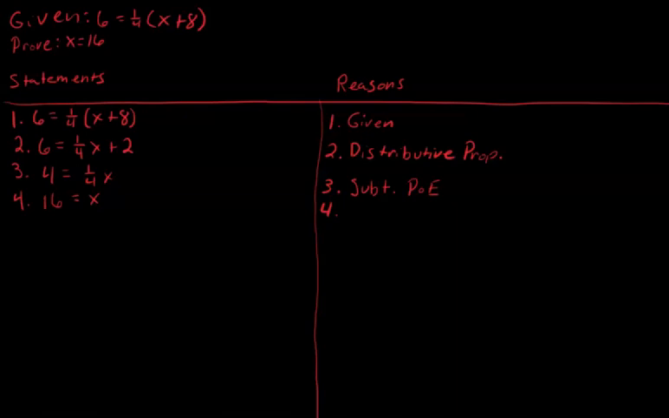What did we do to both sides? We multiplied each side by the exact same thing. So that is the multiplication property of equality.